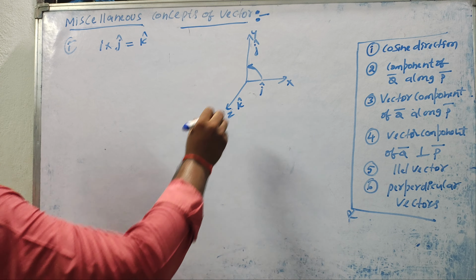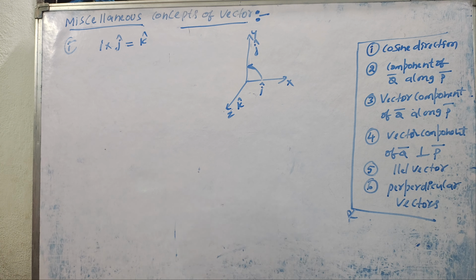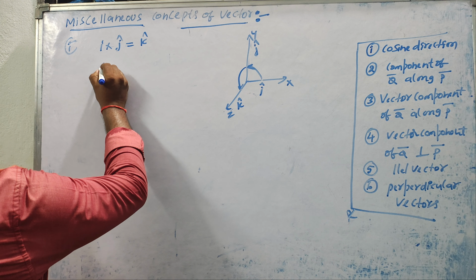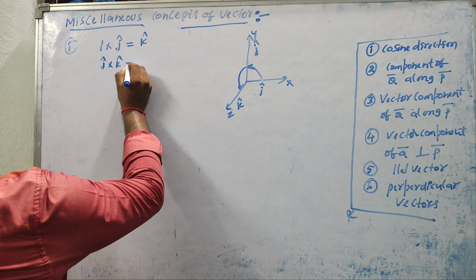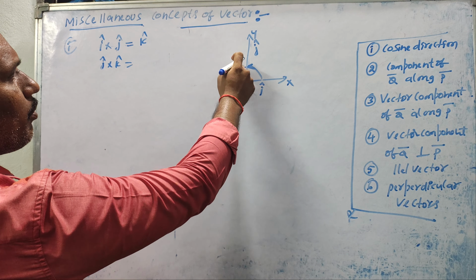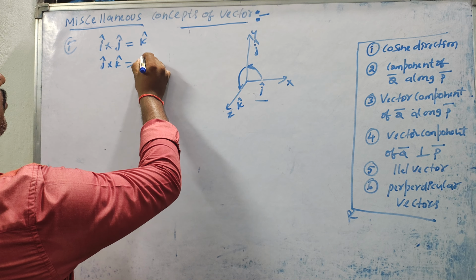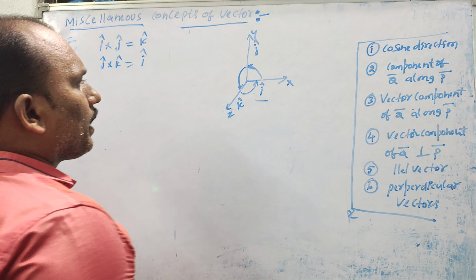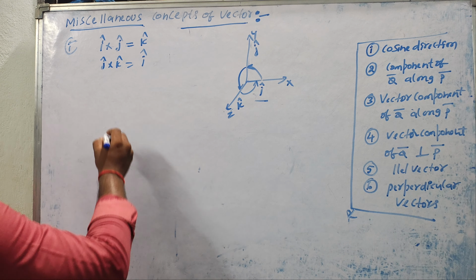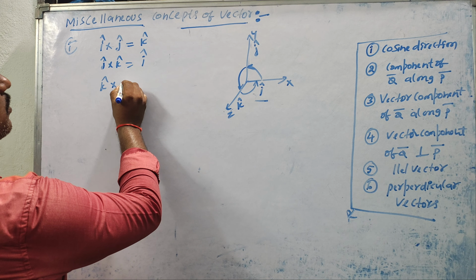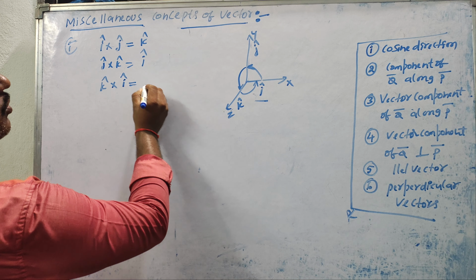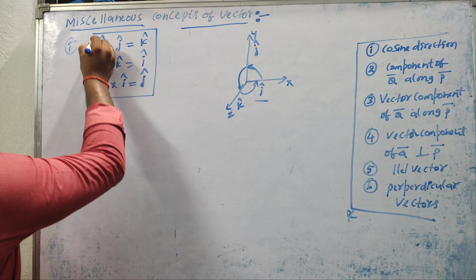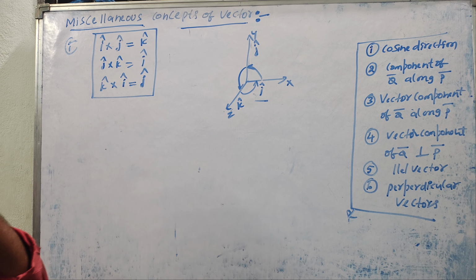I get k cap. See guys, this is the anti-clockwise direction. In the same manner, j cross k, what is remaining? i cap. In a similar manner, k cap cross i cap, what do you get? j cap. So very important.